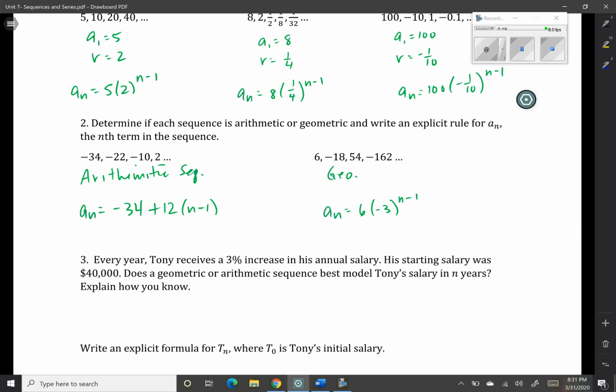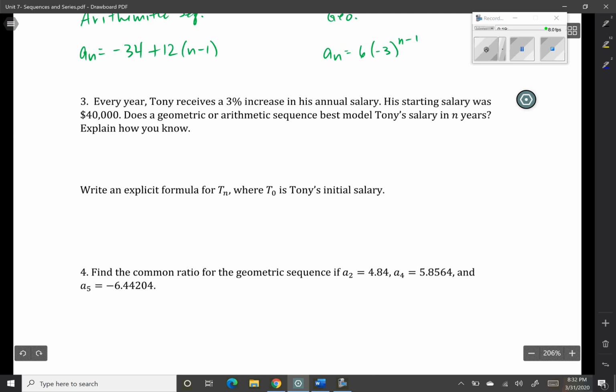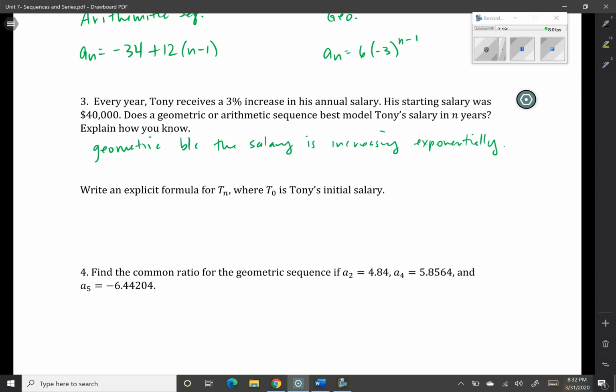All right, let's take a look at number 3. Number 3 says that every year Tony receives a 3% increase in his annual salary. His starting salary was $40,000. Does a geometric or arithmetic sequence best model Tony's salary? So the answer to this question is geometric, because the salary is increasing exponentially. It's not going up by the same exact amount every single time. It's being multiplied by a value.